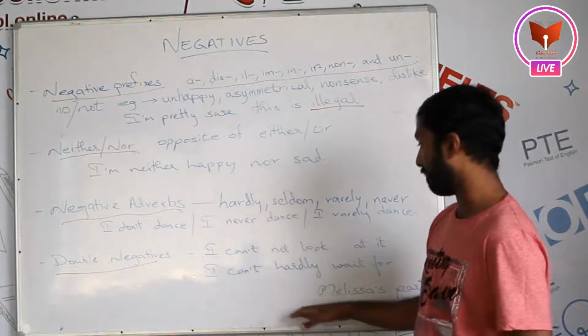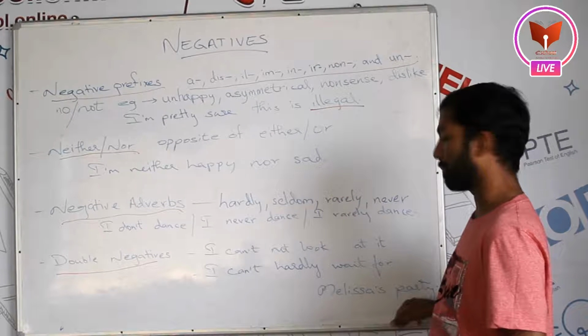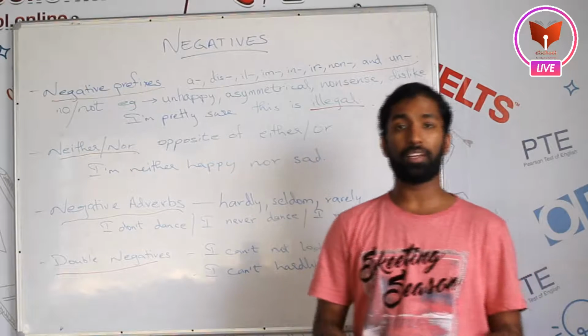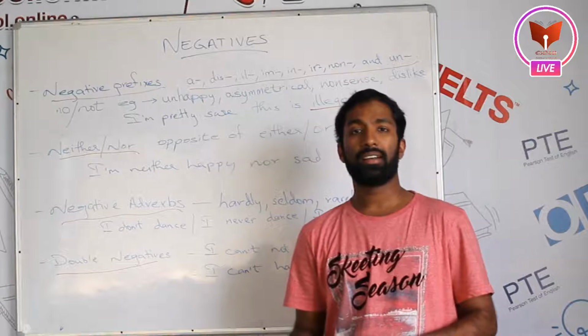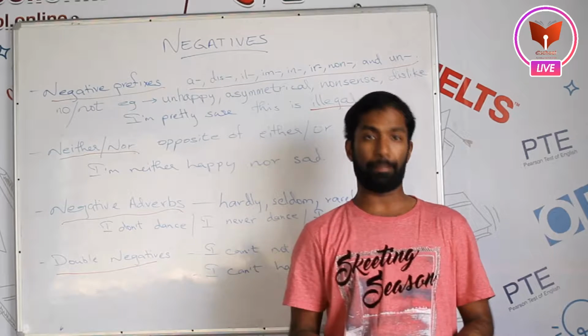And this is the next example. I can't hardly wait for Melissa's party. You can just say I can hardly wait for Melissa's party, right? But this is also a usage, and it is a complicated usage, so many people do not use it, and it's up to you if you want to use it. But the thing is, the person needs to understand what you are implying.